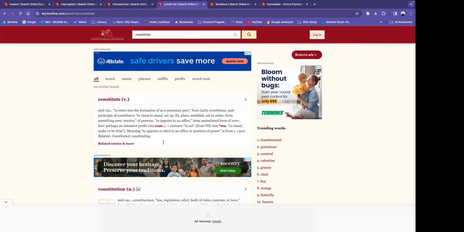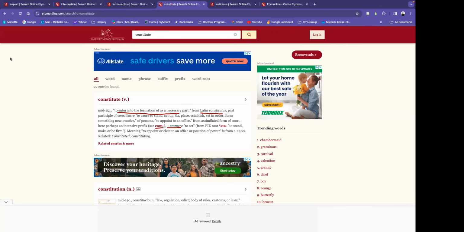Step two, plug it into Etymonline, and here's what we get. I see the definition, and I see the language of origin, that it is, in fact, Latin. So there's my definition, and there's my language of origin. And then step three, I'm going to look for those red hyperlinks and the plus signs. So for constitute, I've got com, and con and com are chameleon prefixes, meaning together.